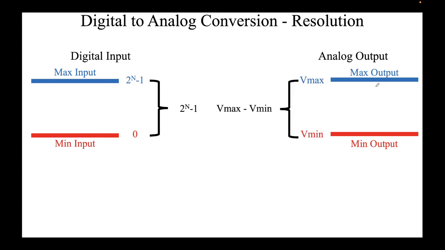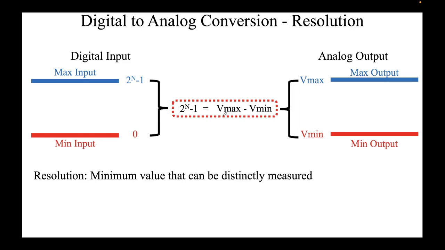Similarly, on the output side, you have some analog voltage Vmin and an analog voltage Vmax. So the difference would be Vmax minus Vmin. Similarly, on the digital side, the difference will be 2 raised to the power n minus 1. Now, note that this is just a mapping that you are doing, right? We are not amplifying it. We are not attenuating it. So essentially, 2 raised to the power n minus 1 must be equal to Vmax minus Vmin. This is a one-to-one mapping. This is a direct mapping. So this must hold true, correct?